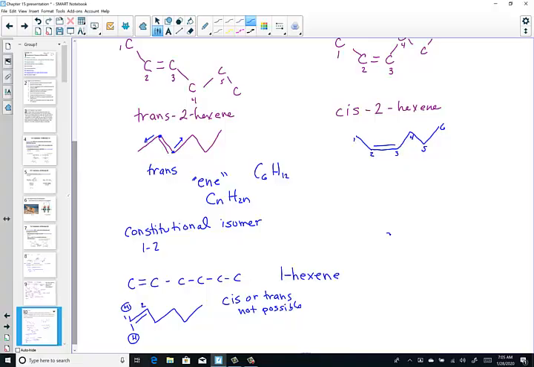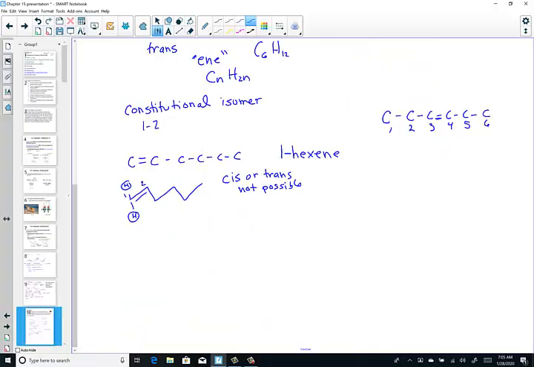What if we had drawn a 6-carbon chain and put the double bond between carbon 3 and 4? Would that also have been a good choice? And the answer is absolutely, because they are not connected in the same order. This is another constitutional isomer. It has its own unique name. We know that this would be called 3-hexene, and this has the possibility of being cis or trans because the double bond carbons are connected to different atoms.